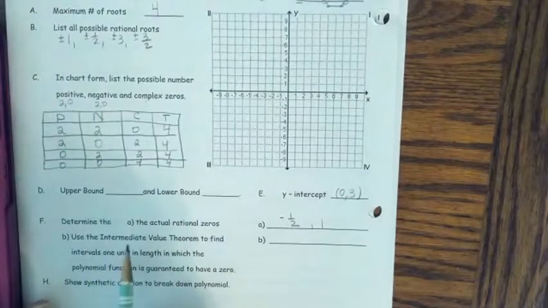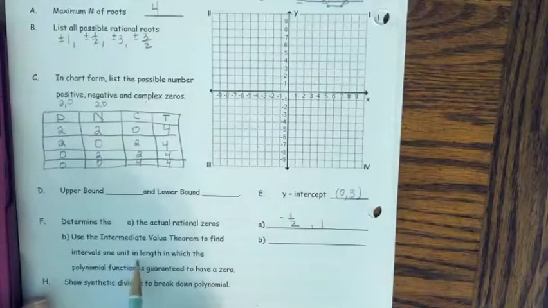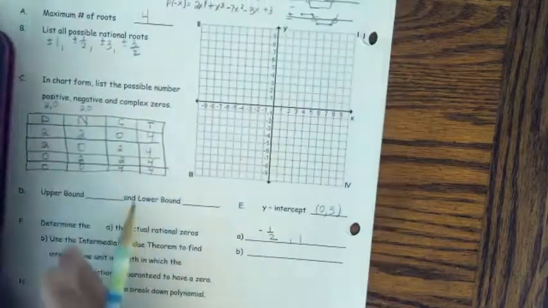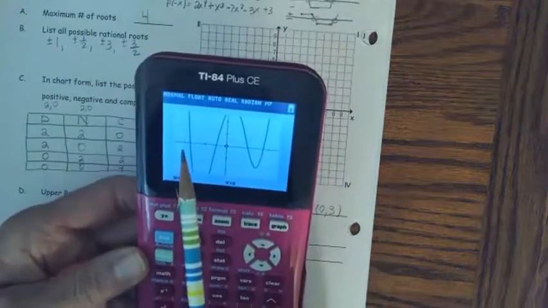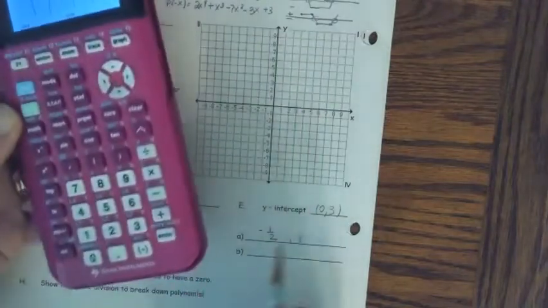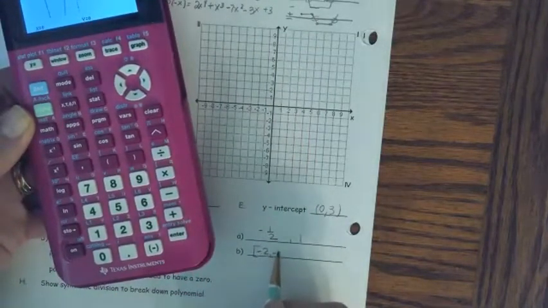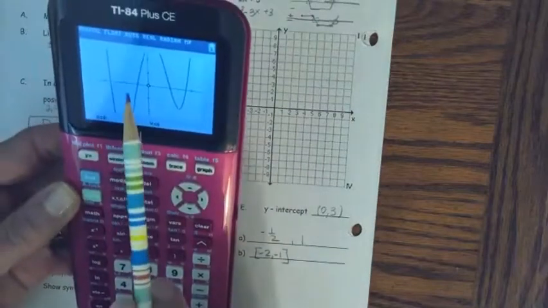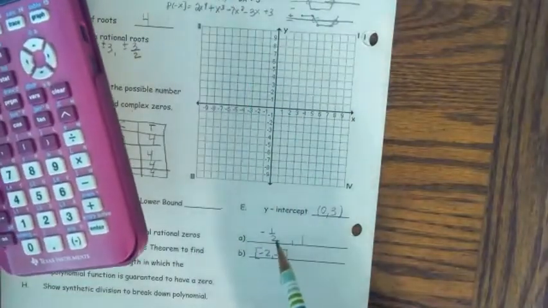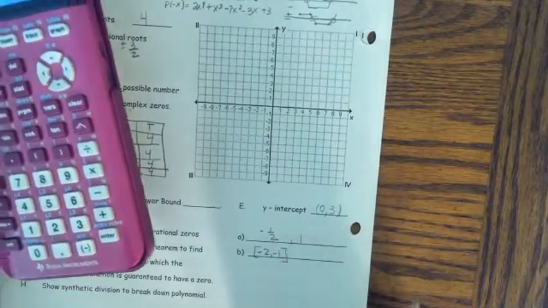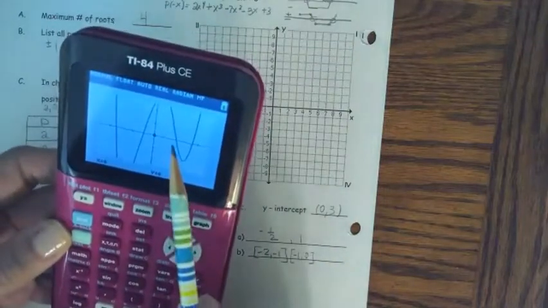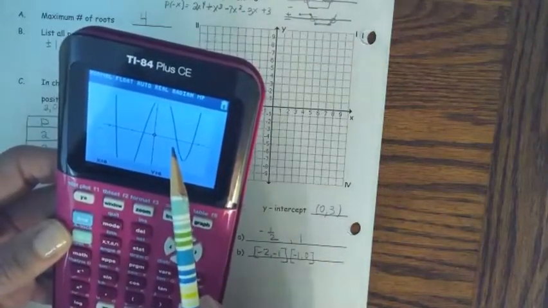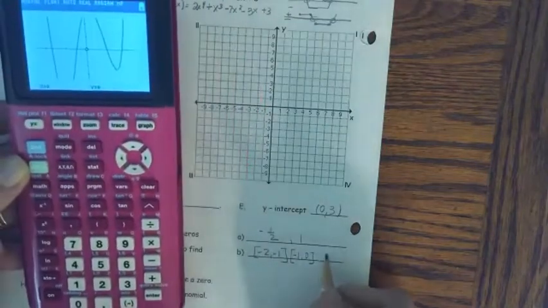And then it says use the intermediate value theorem to find the intervals 1 unit length apart in which the polynomial is guaranteed to have a 0. Well, if we look over here, you can see how there's a 0 between -2 and -1. And we already know about this one, so I don't think we have to put that. If you want to, you can. So there is one between -1 and 0. There's one at 1. That's actually an integer. And then there's one between 1 and 2.